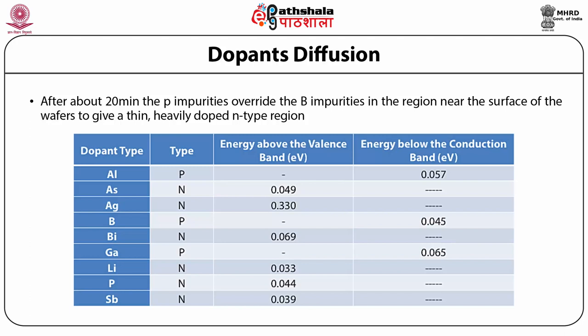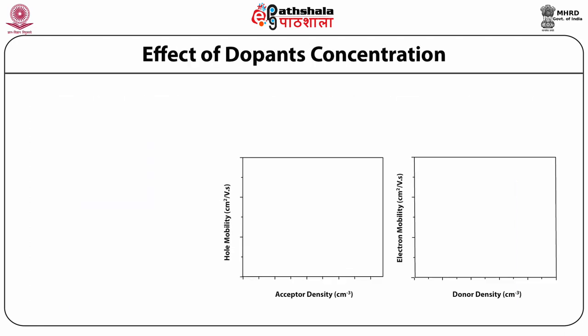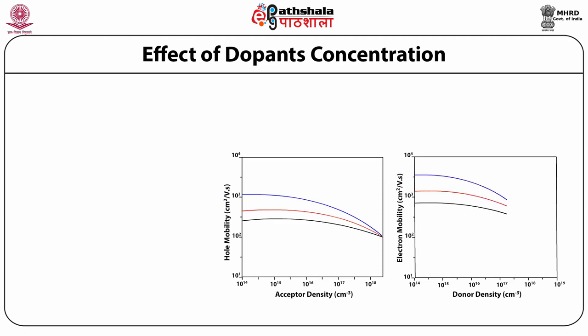Now, as you can see from this table, this shows the different dopants which are used in the silicon, and when they are added into the silicon, which type they will make, and the energy from the valence band, the energy below the conduction band is also being tabulated. The figure shows the donor and the acceptor concentration, that is N_D and N_A, affects the mobility and the lifetime of minority charge carriers significantly.